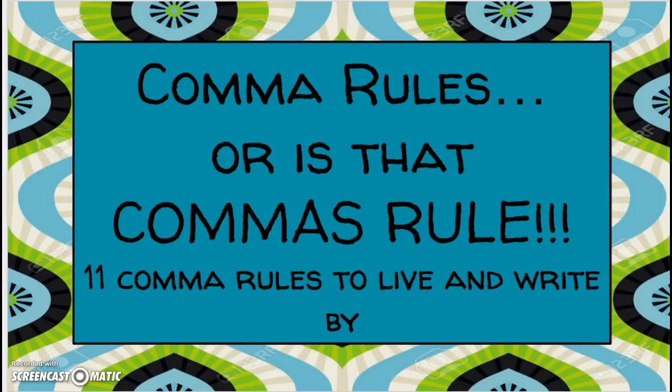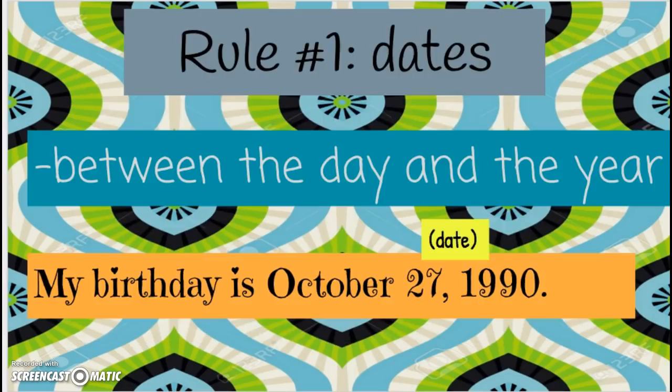There you go. And let's take a look at our first set of rules then. When we're talking about our comma rules, the first one is probably one that I think everyone should be very familiar with. It's just dates. Whenever you're writing out a sentence and you're talking about dates and you're including a year, you need to make sure that you have a comma separating the day and the year. So my sentence says, my birthday is October 27th, 1990. My comma is going to fall between 27 and 1990 because 27 is my day, 1990 is my year.